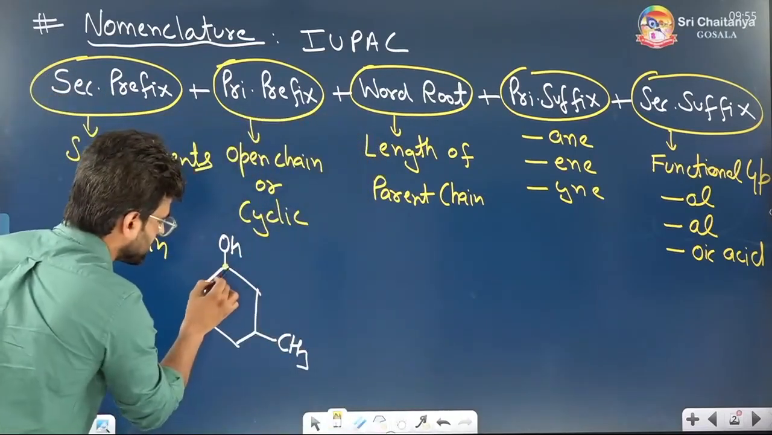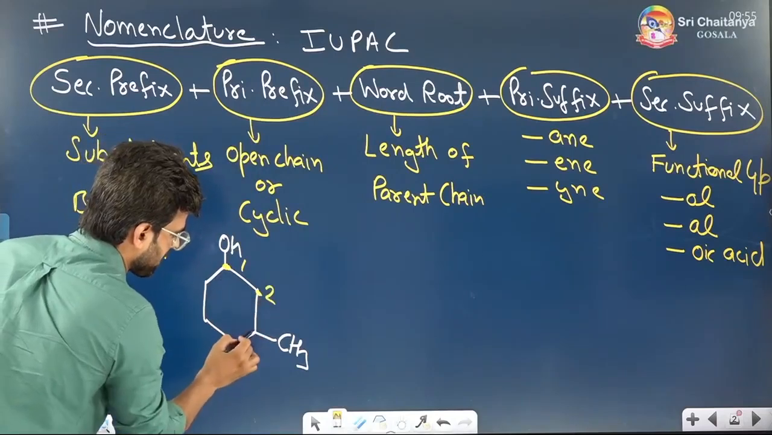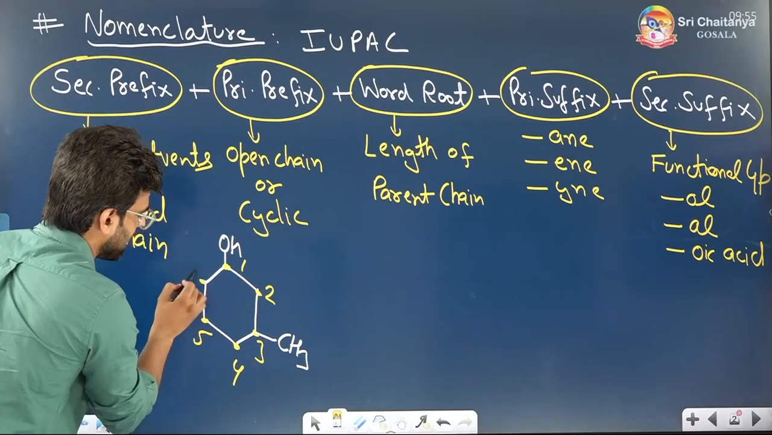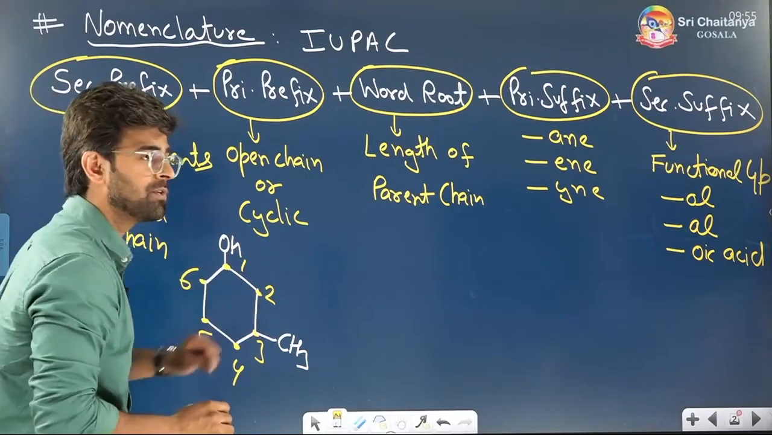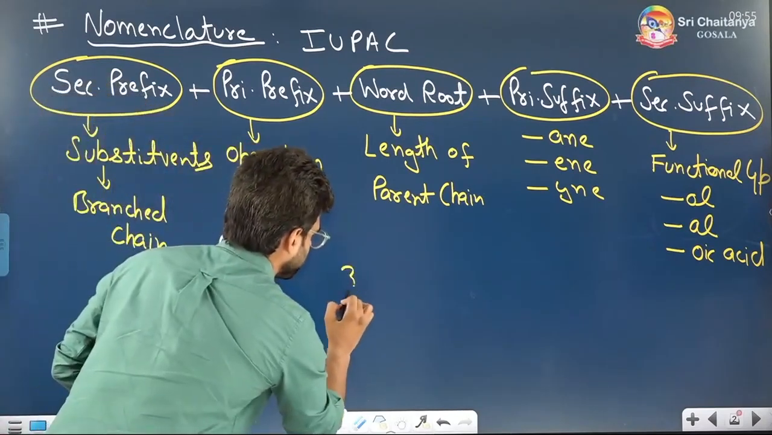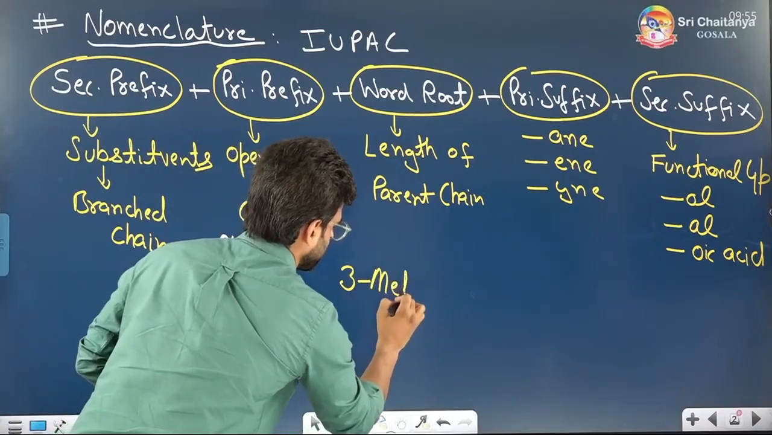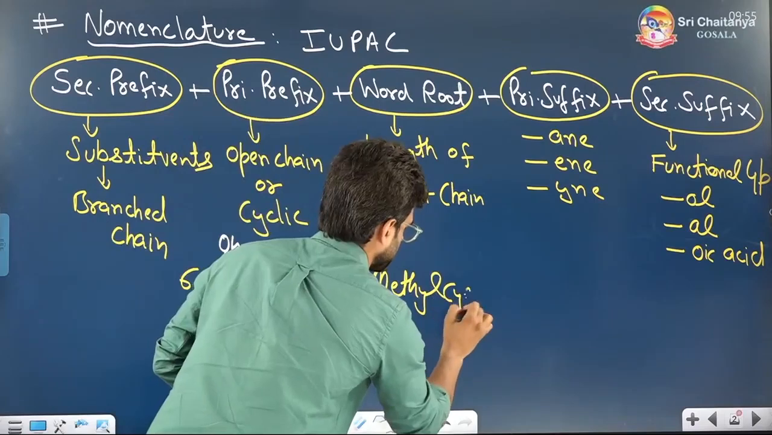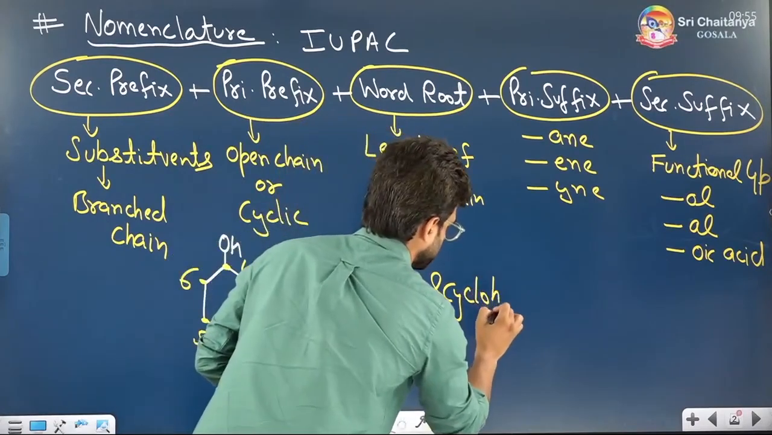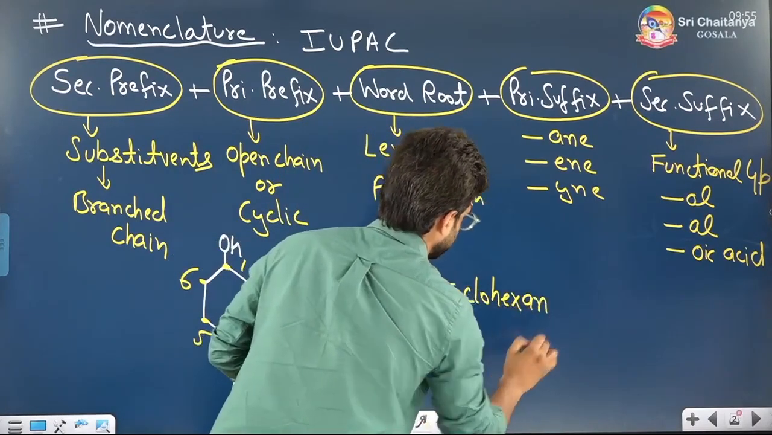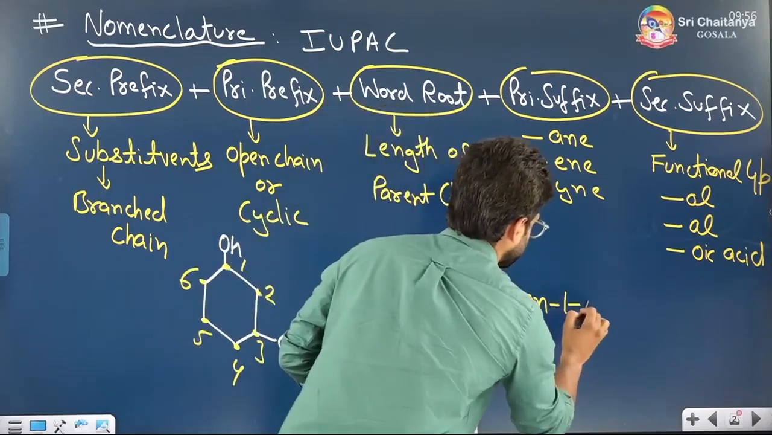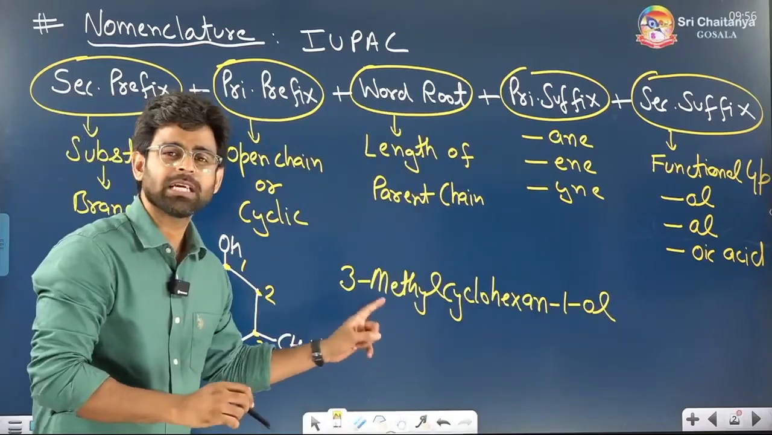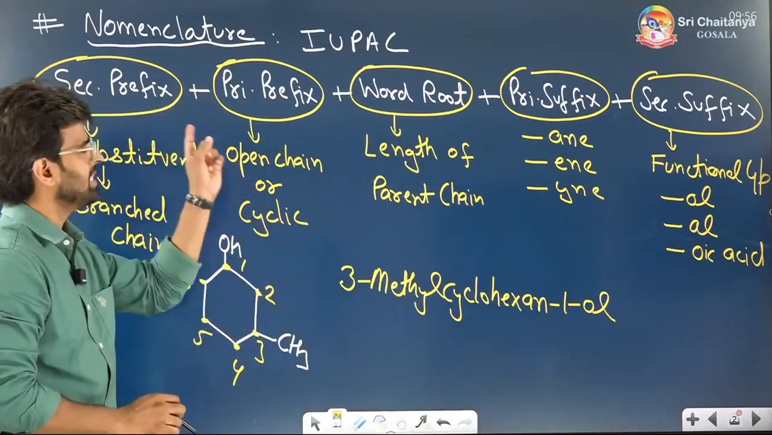I am writing the name for this carefully. Step by step we'll understand how we are writing the name. It is 3-methylcyclohexane-1-ol. I am giving this example just to tell you the role of each of these.